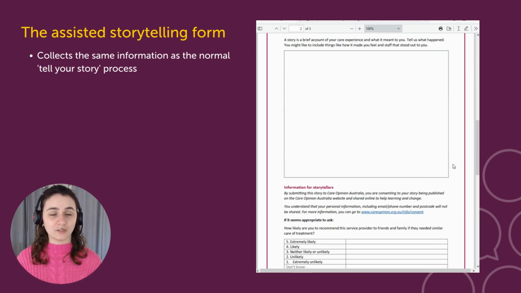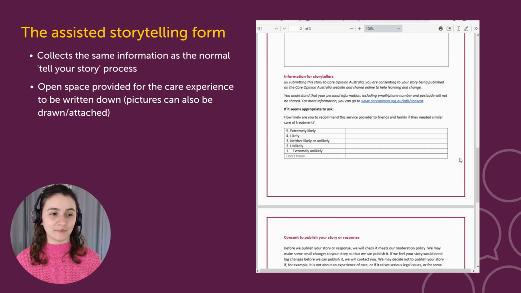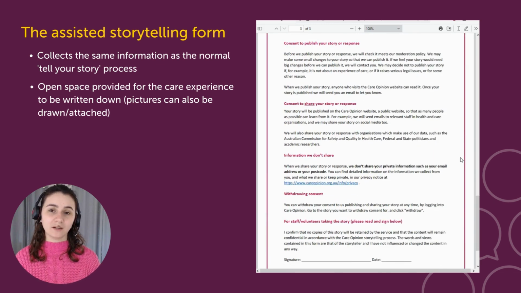Onto the second page, this is where the storytelling can occur. So we just ask that it's a brief account of their care experience, same as the storytelling through the platform. If they do need a bit more space than this, you can attach a blank page and they can continue to add their story into there. And it's just important that that's sent back to us at the end as well. There is the optional survey here, same as the Tell Your Story process on the Care Opinion website. And on the final page, we have some information about consent.